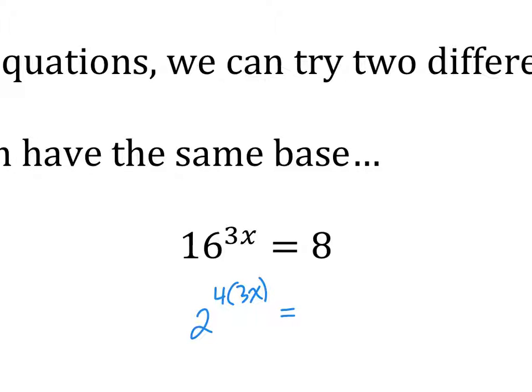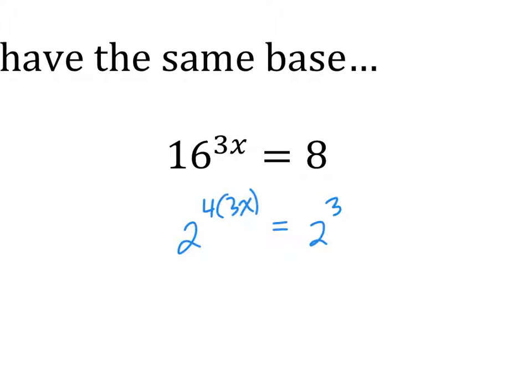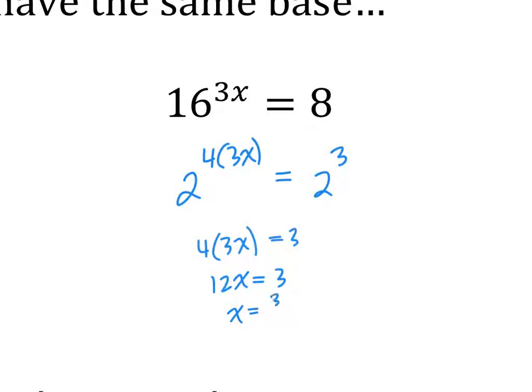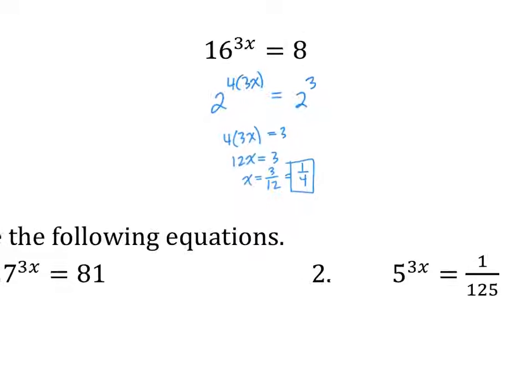And then 8 is 2 to the what power? 3. All right, because they have the same base, their exponents must equal. So this is 4 times 3x equals 3. So that is 12x equals 3. X is 3 over 12, or 1/4. Easy. Right, so as long as you can tell whether they have the same base or not, you can solve this pretty easily. Okay, so let's go ahead and have you practice 1 and 2.